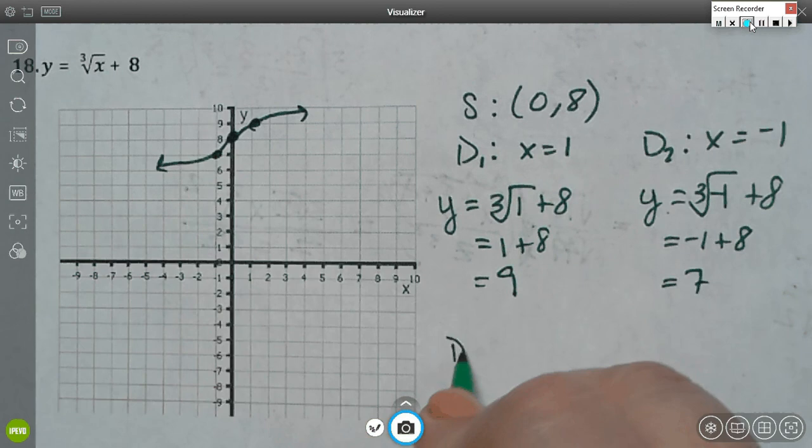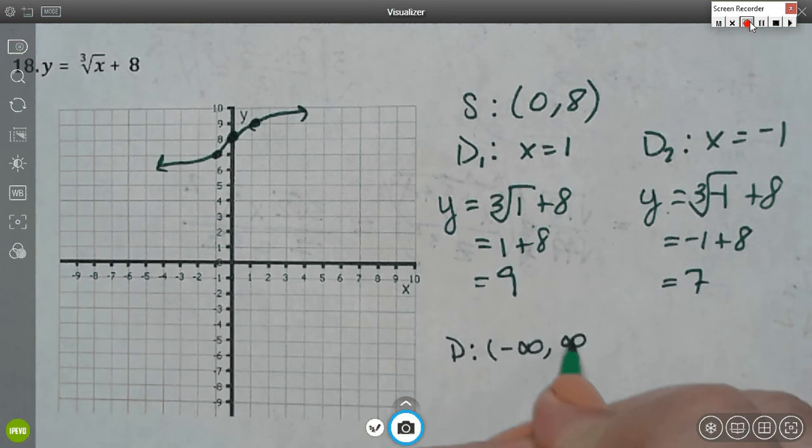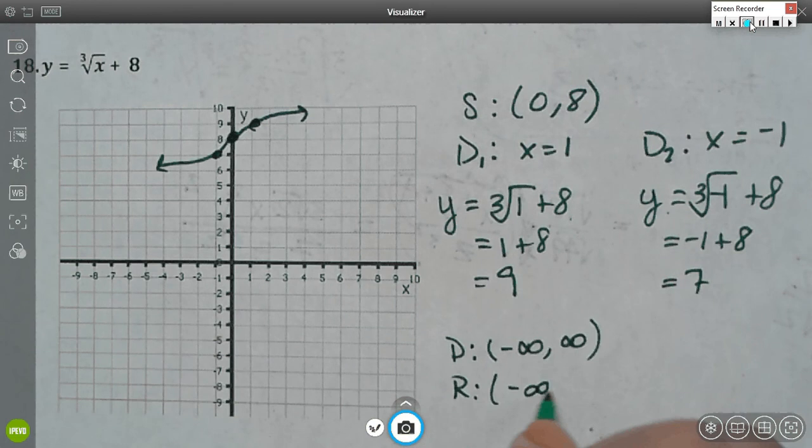So here my domain again, because it's a cubic, is -infinity, infinity, and the range is -infinity to infinity.